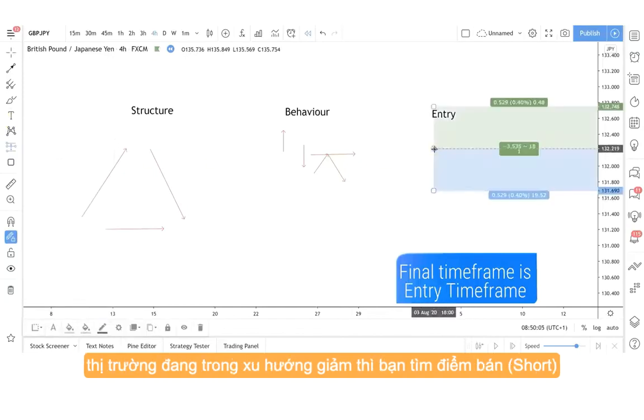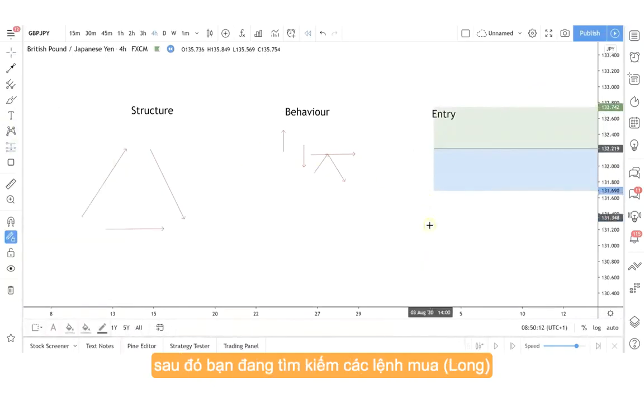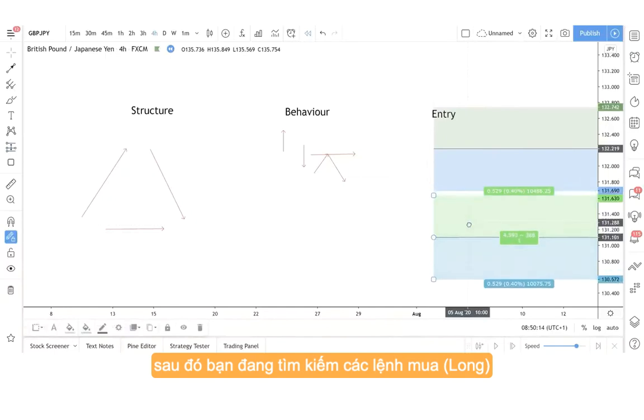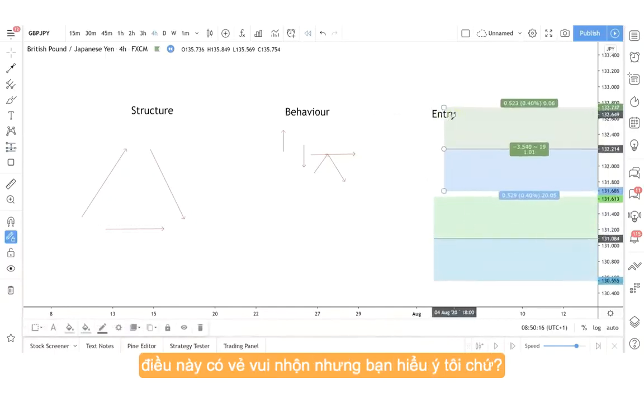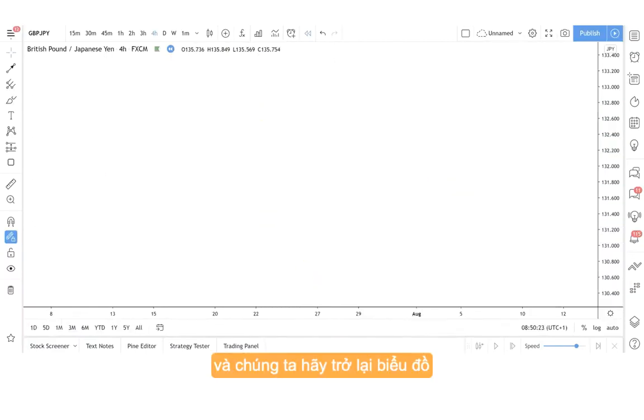If the market is in a downtrend, then you're looking to take short positions. And if the market is in an uptrend, then you're looking to take long positions. This looks kind of funky, but you know what I mean, okay? So let's go through it. Let's clear the charts and let's move back on.